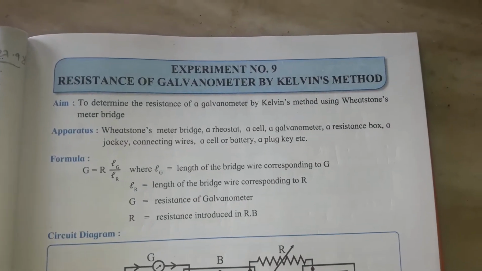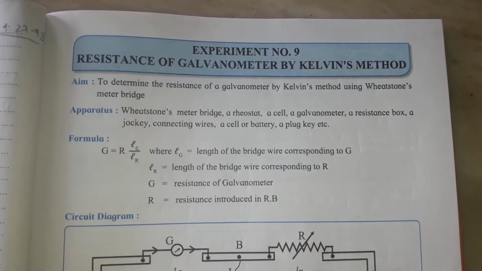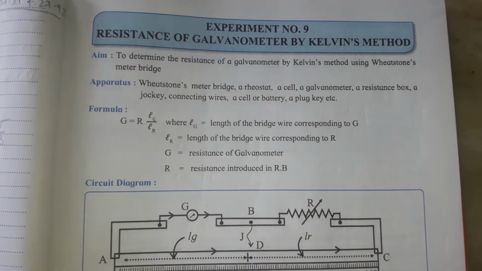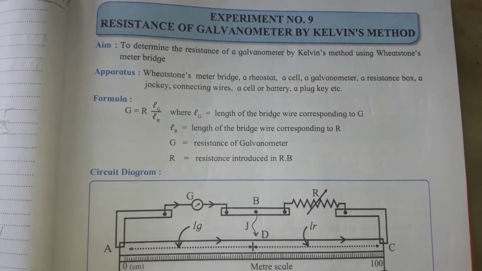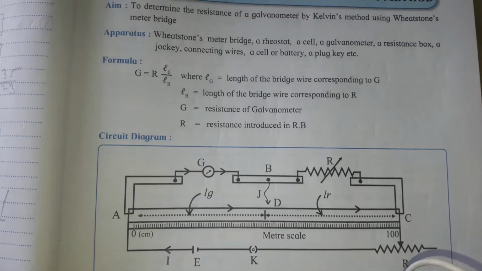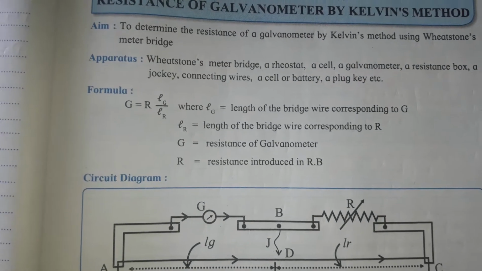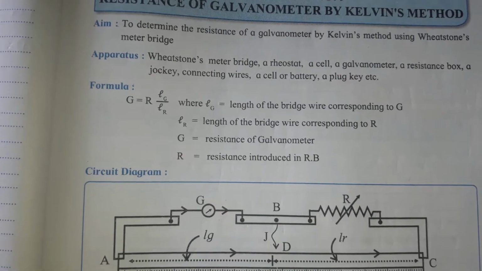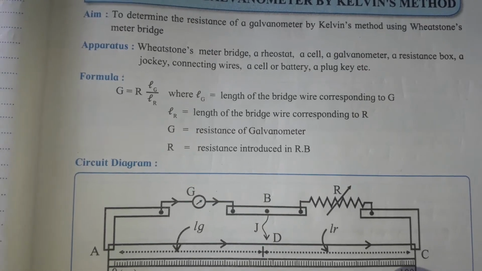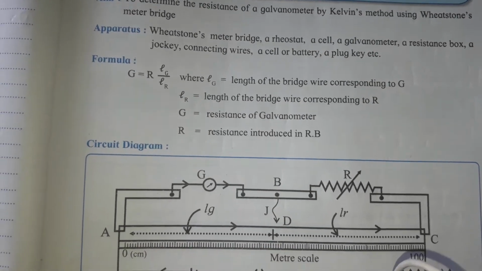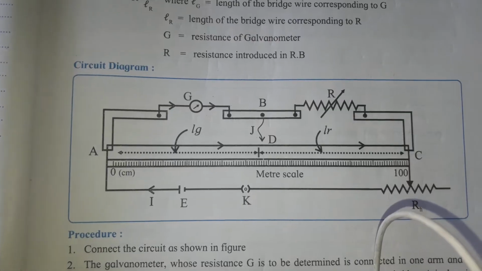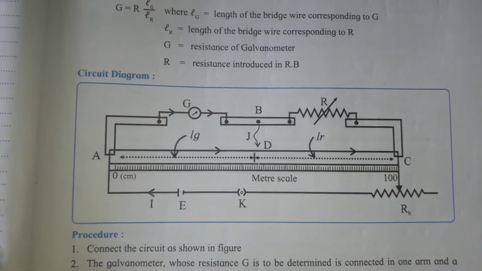Resistance of a galvanometer by Kelvin method. This experiment is used to determine the resistance of a galvanometer. The formula for the same is G equals R Lg upon Lr, where the symbols have their usual meanings. Circuit diagram for the same.